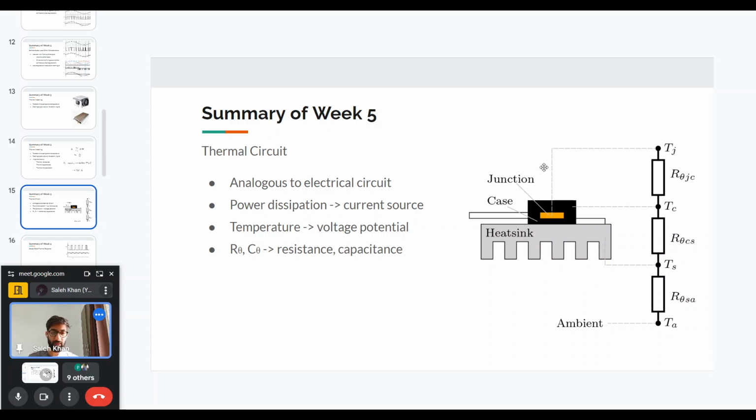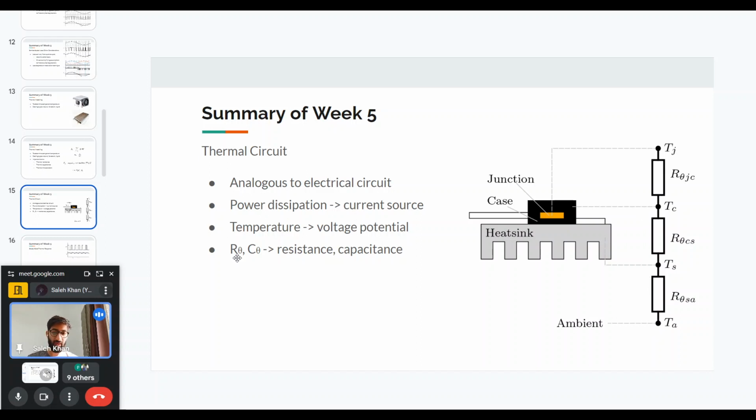And this will make a circuit which is analogous to the electrical circuit. In the thermal circuit, the power dissipation would be treated like a current source, and we'll see how the exact circuit looks. The temperature would be treated like a voltage potential. So Tj, Tc, Ts that I've shown here are the temperature of the junction, the temperature of the case, which is basically the case of the semiconductor, and the temperature of the heat sink, Ts, and Ta is the temperature of the ambient. We'll treat these as voltage potentials.